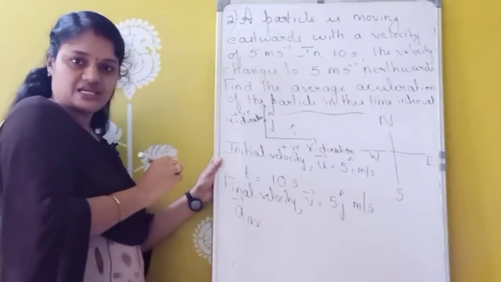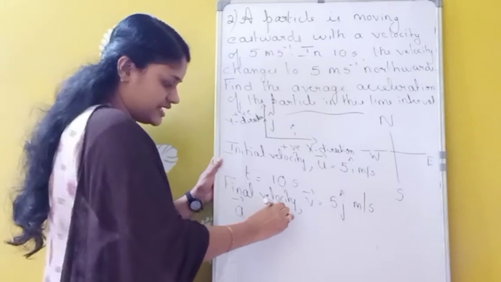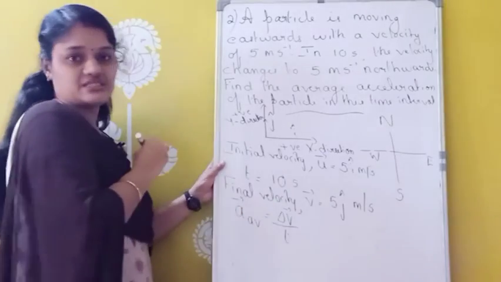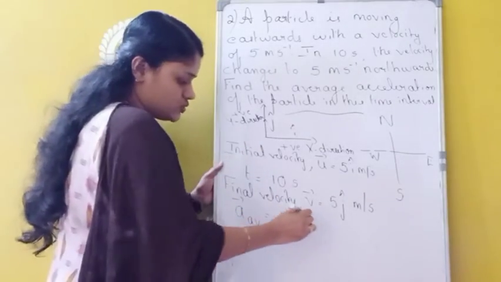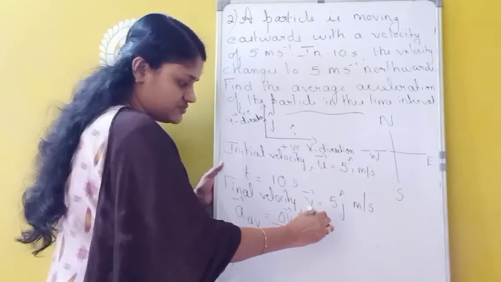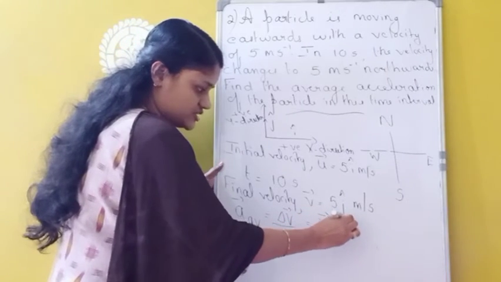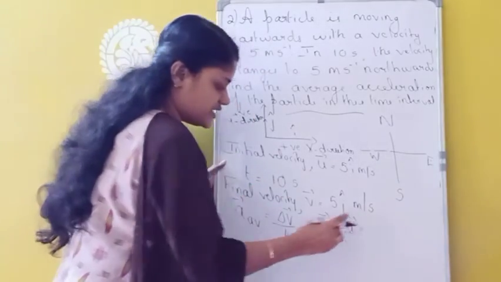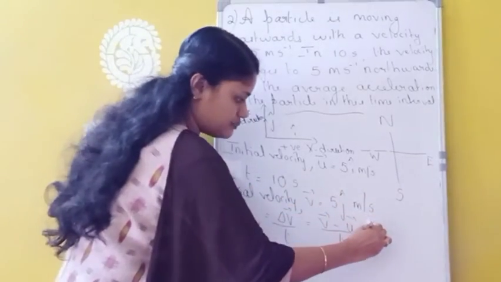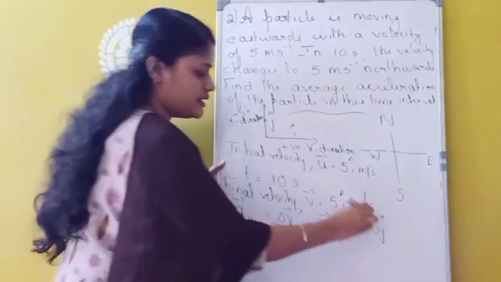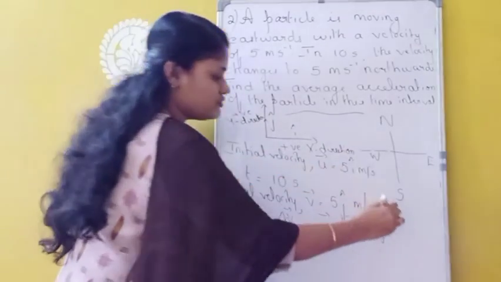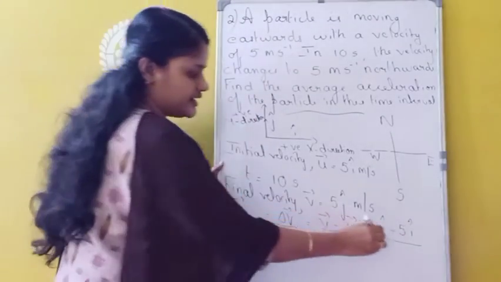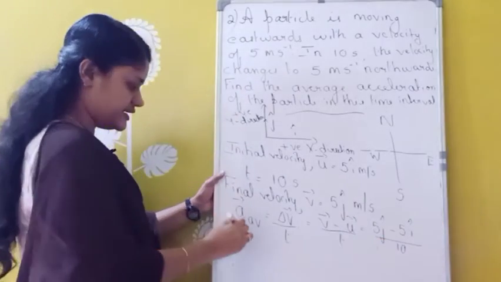So how will you find average acceleration? Change in velocity, delta vector v, by time. That is, final velocity vector v minus initial velocity vector u divided by the time interval. What is vector v? 5 j cap, minus the initial velocity 5 i cap, divided by the time interval, 10 seconds.